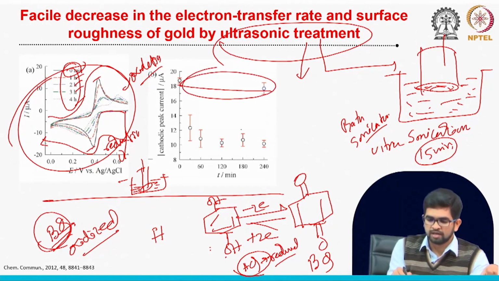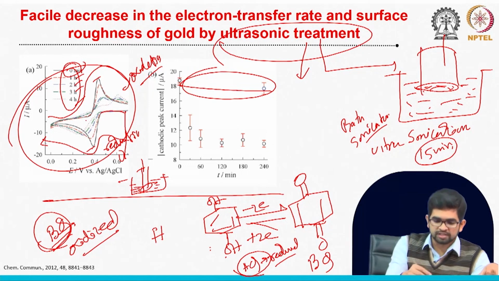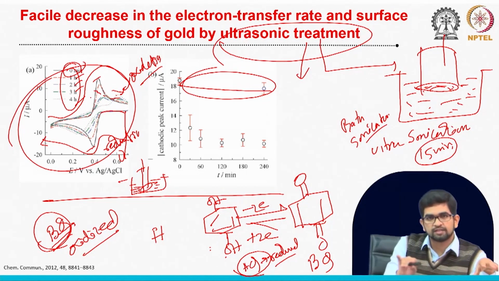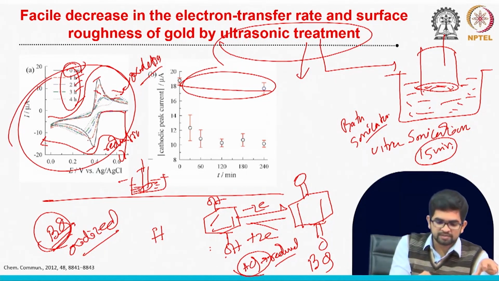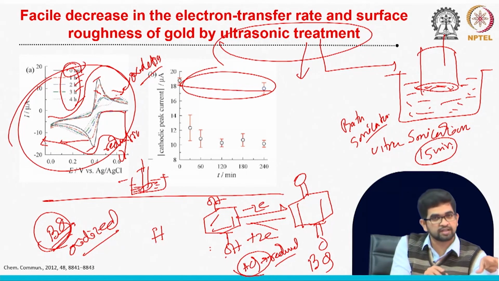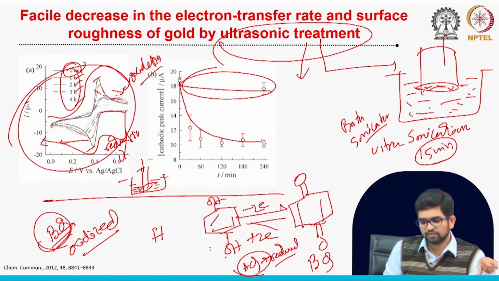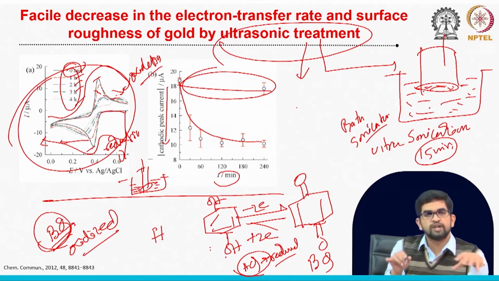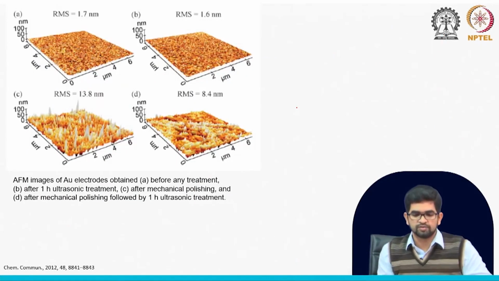So current almost similar. But if you go for the sonication, see, your oxidation peak shifted towards right, and reduction peak shifted towards left. It means electrocatalytic activity is decreasing, see, like this way. So with time your current peak is also changing, and catalytic activity decreasing. So this means during the ultrasonication something is going on. What is the factor? Let us try to learn.